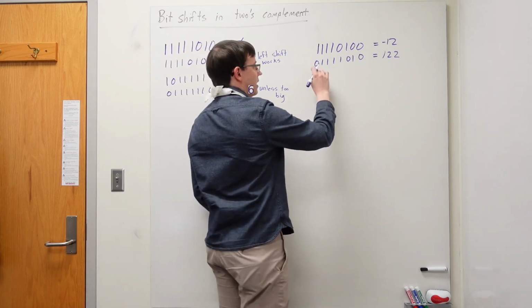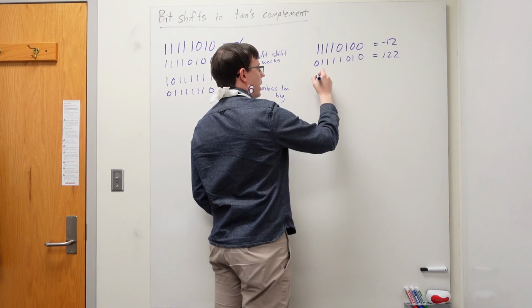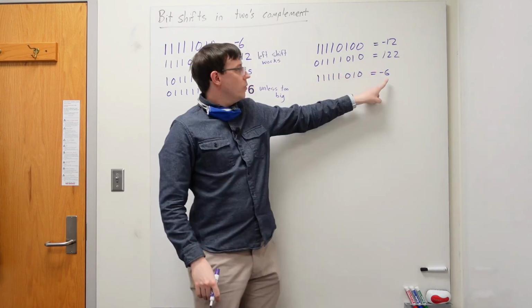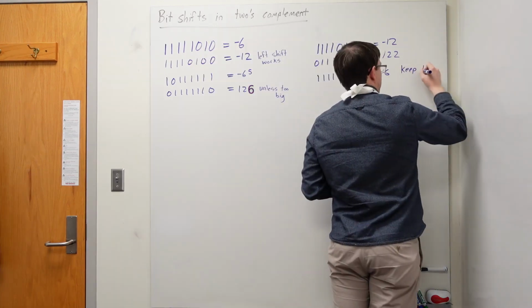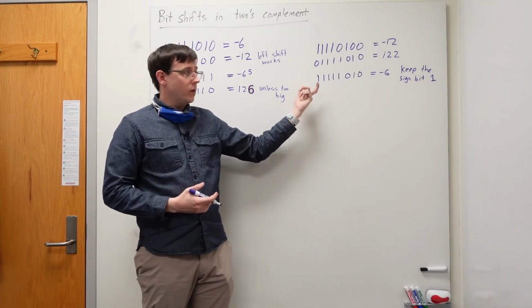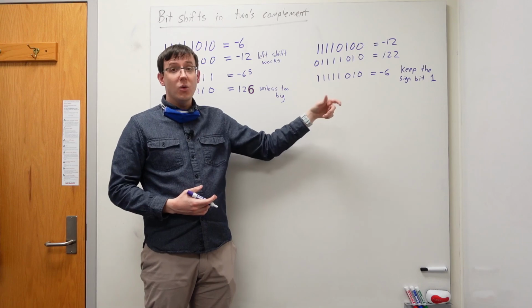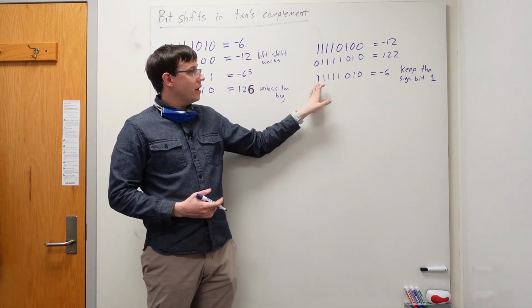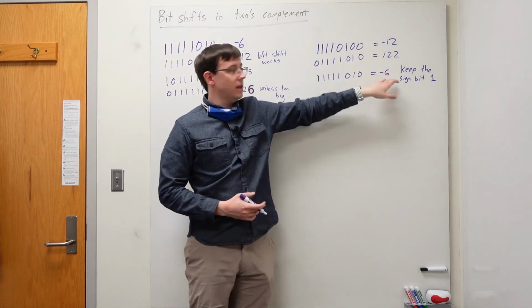If we had instead filled in that sign with a 1, we would get minus 6. So by filling in a 1 for the sign bit when we shift a negative number to the right, we ensure that it stays negative, and we succeed in dividing by 2.